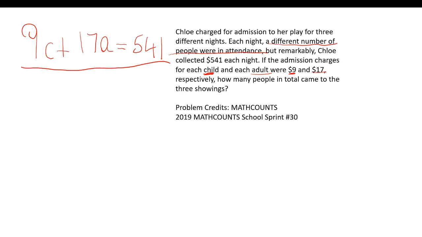So basically, we've turned all of these words into this equation: 9C plus 17A equals 541. Now we could just guess and check, but guessing and checking works in number theory, not with Diophantine equations. So we're going to have to do something a little more smart. Now, how are we going to find values of C or A? Because obviously, Diophantine equations have multiple solutions.